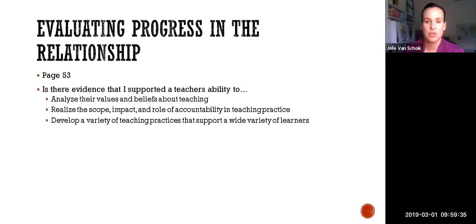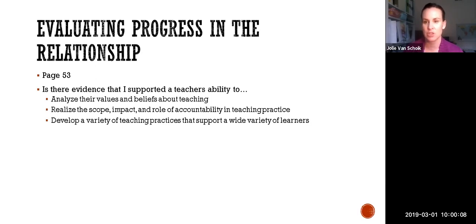We also need to see if we supported a teacher's ability to understand that they have impact and they need to be accountable in their teaching practice. So you have impact on families and children. You need to be accountable to them. You need to be accountable to your coworkers that you work with every day. And you have a larger scope than you actually think. A lot of times teachers think, oh, I'm not doing that much. No, you have tremendous scope. You are shaping the next generation. You are supporting these children who are learning and growing their minds so tremendously in the first 5 years.